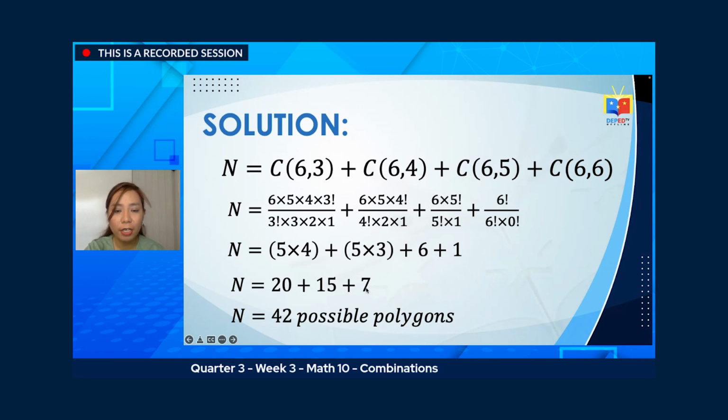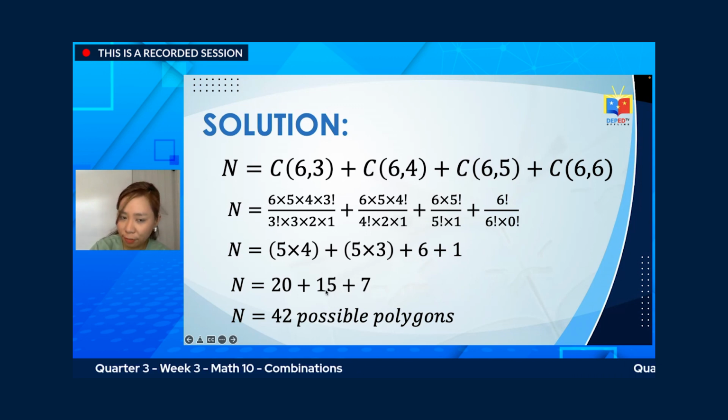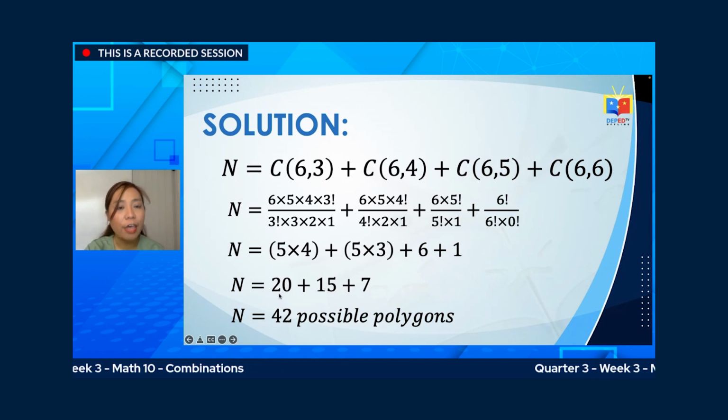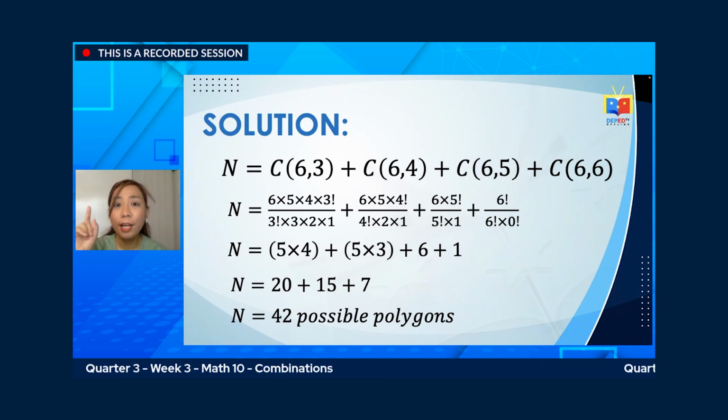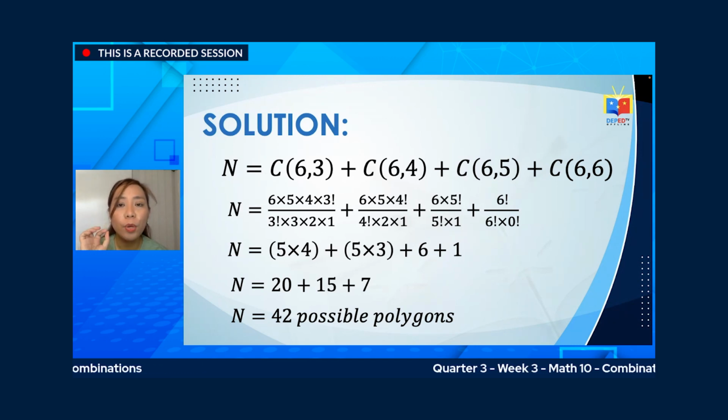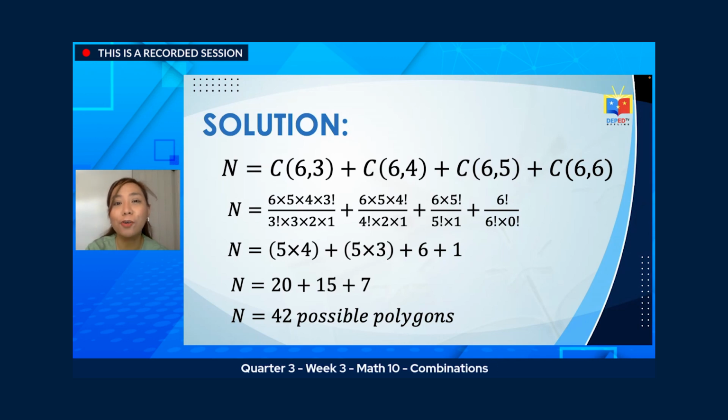So 6 plus 1 is 7 plus 15 plus 20. Therefore, our n is 42. There are 42 possible polygons formed with 6 distinct points, none of which are collinear.